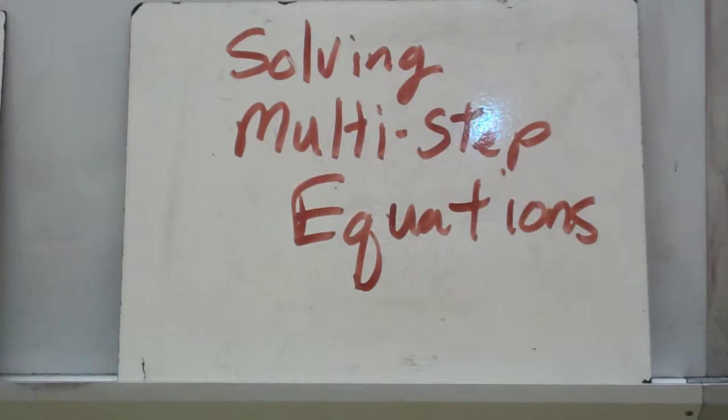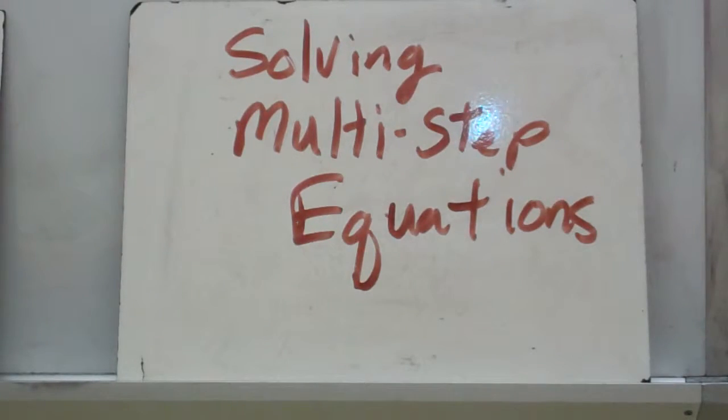Multi-step equations have two or more steps involved and could involve things like combining like terms on the same side of the equal sign, or parentheses, or combining like terms more than once across the equal sign. So let's look at a couple of examples to work with.